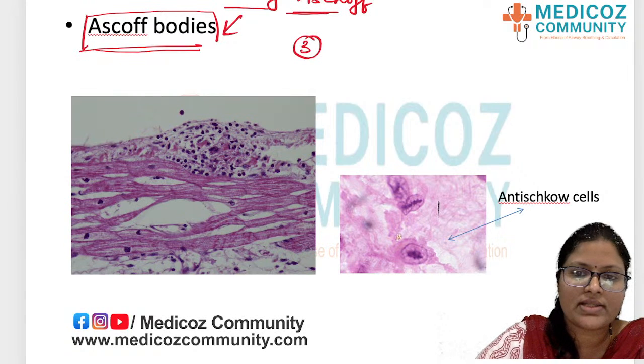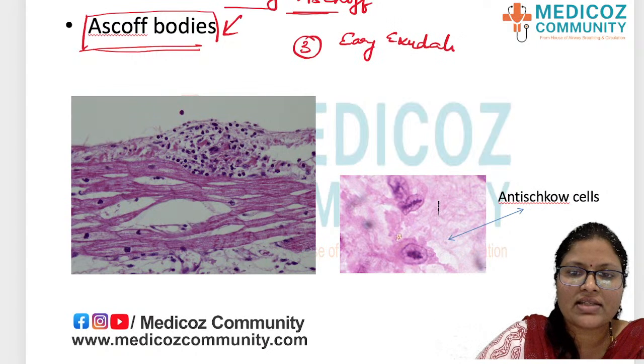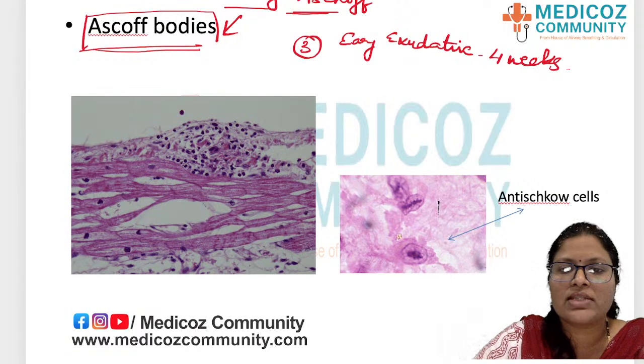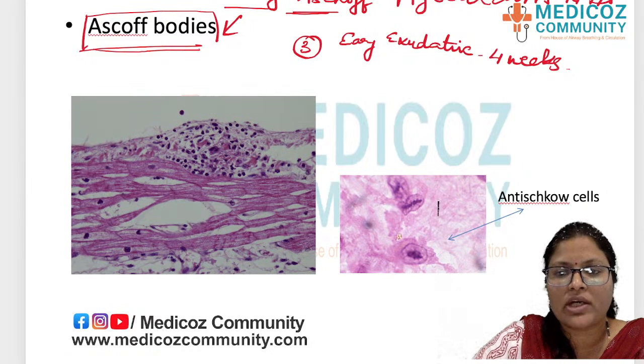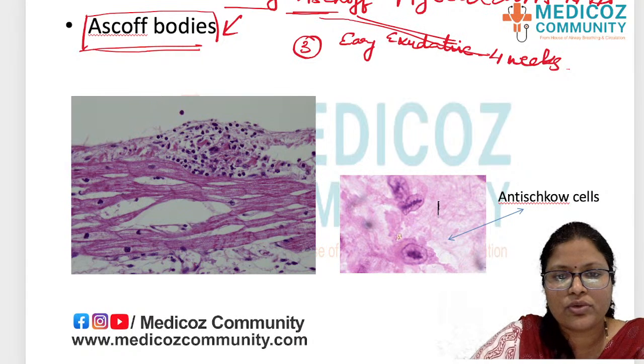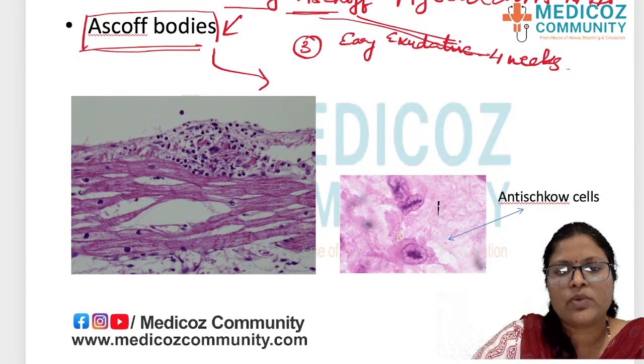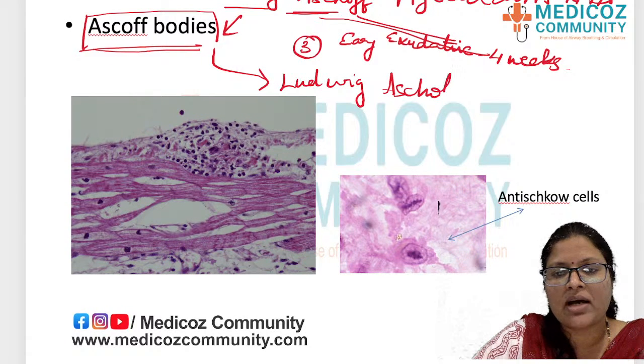Stage 1 is called the early exudative stage, and this occurs usually around 4 weeks. So these stages are what you see in the myocardium. What are the changes you see in the myocardium in acute rheumatic heart disease? That is what I am showing you over here. Don't know if you could see that. It was Ludwig Aschoff who discovered this. The body is named after him, Aschoff body.